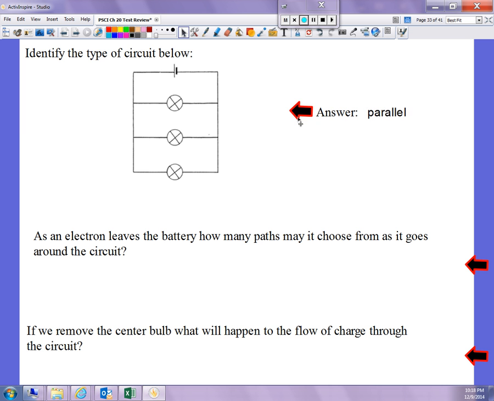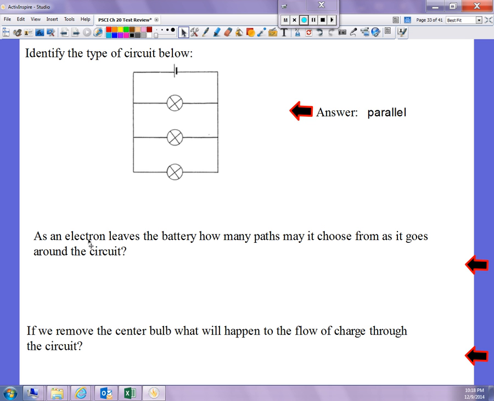Okay, our answer is parallel. We notice that this is like a ladder. All of the components are sort of parallel to each other. We aren't going to throw any really whacked out circuits on you for series and parallel. They'll be pretty straightforward, though in more advanced classes they won't necessarily. But we can trace it out, and I'm going to wait until after we hit the next question before I trace it out for you.